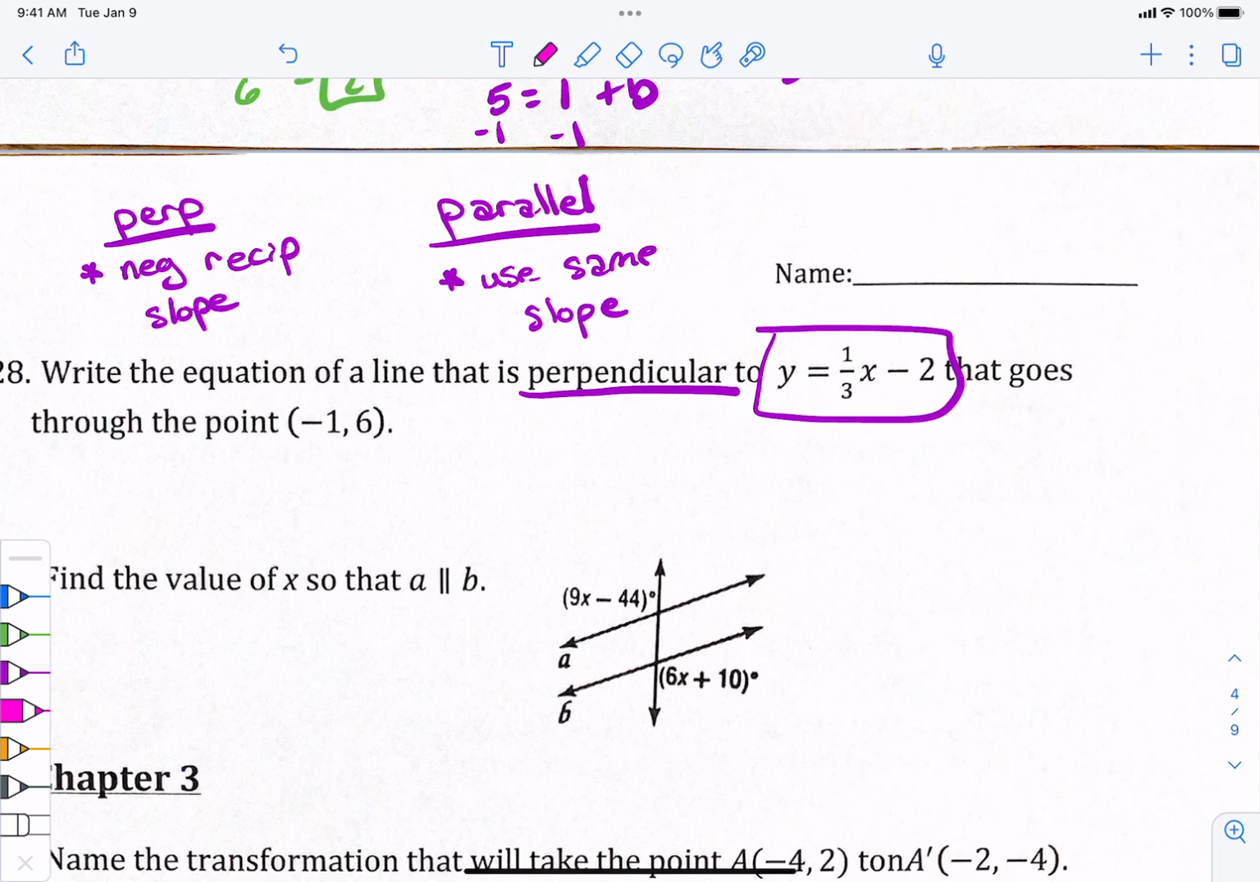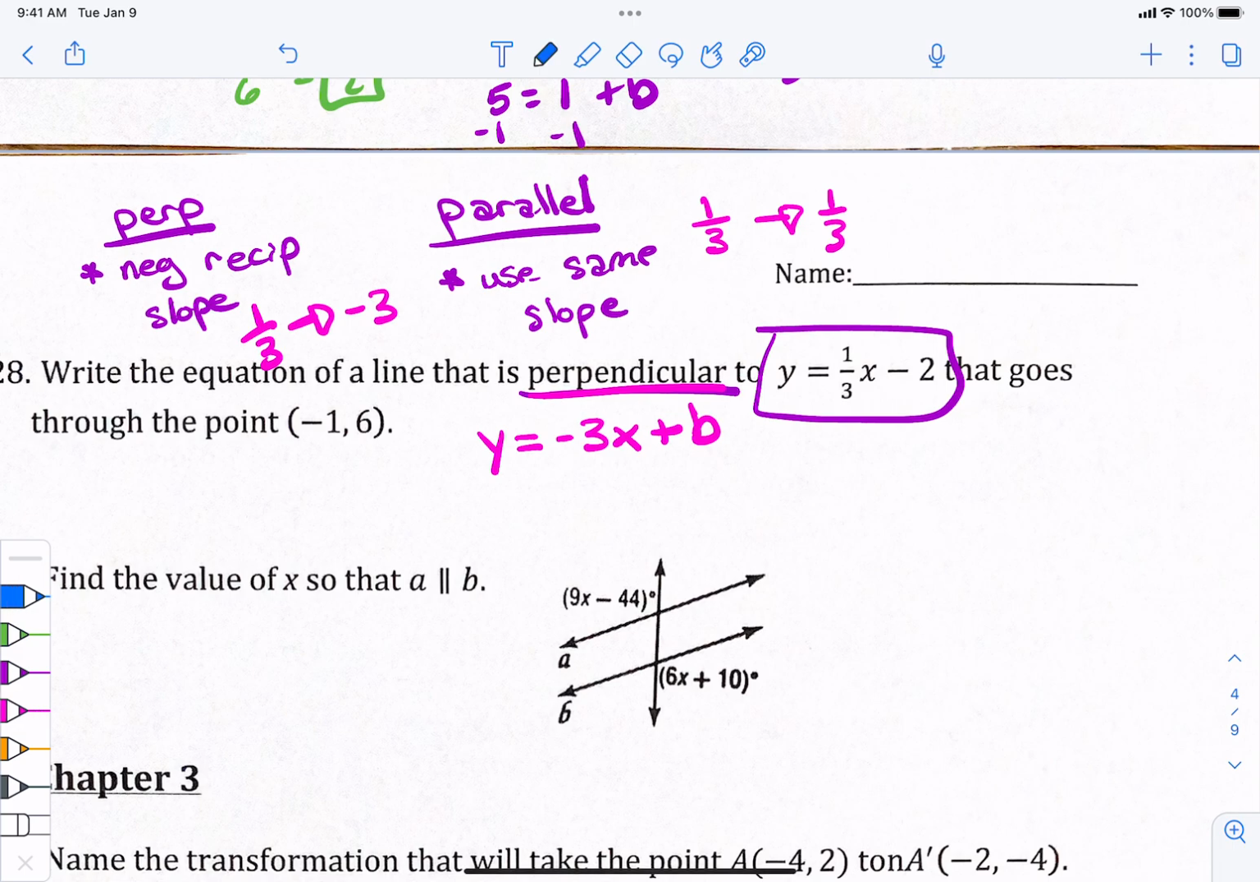1/3. If they're asking for perpendicular, which they are, what's the new slope I'm going to use? Negative 3. If they were doing parallel, which they're not, what slope would I use? You would still use 1/3. So just in case on the test I do parallel instead of perpendicular, there is that. This one is perpendicular, so I'm going to start with y equals negative 3x plus what?